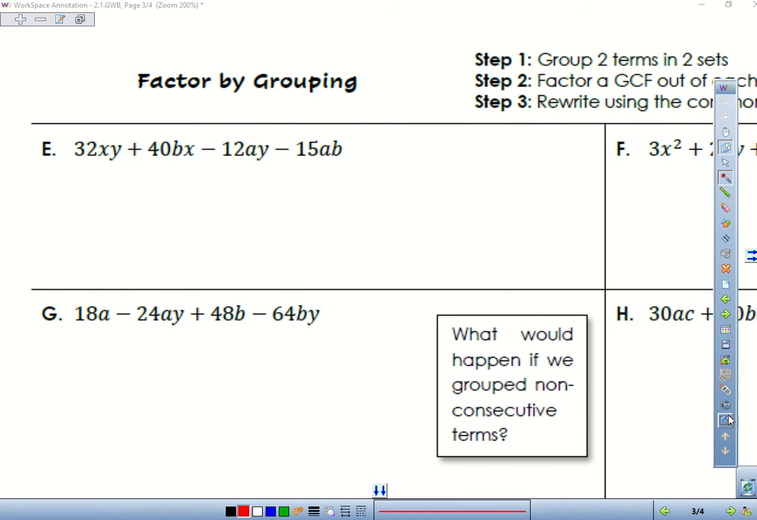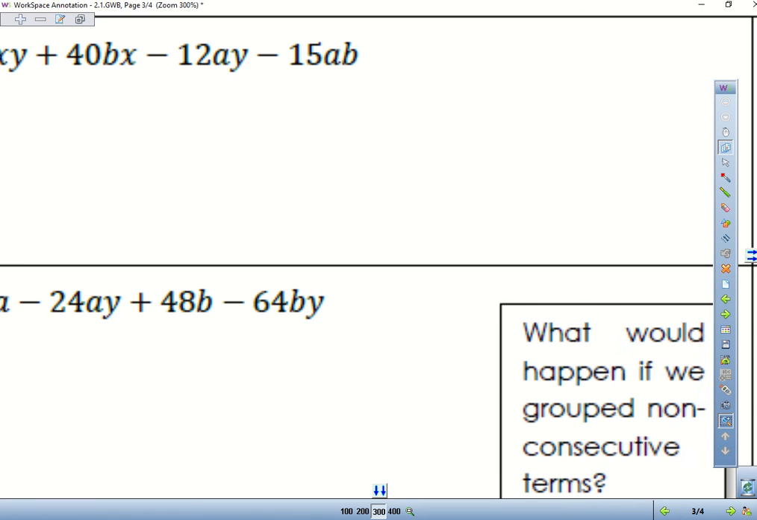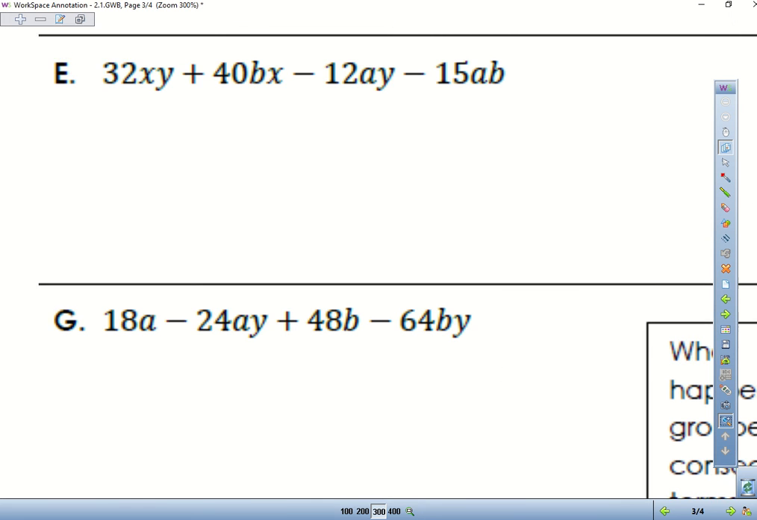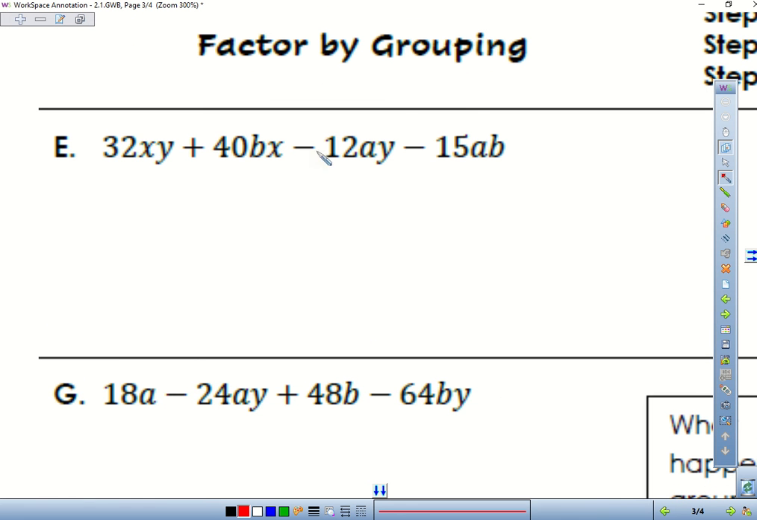So for the first one we're going to look at is going to be E. So factor by grouping, you actually put an imaginary line down the middle here, okay? Now what can I take out of the left side?